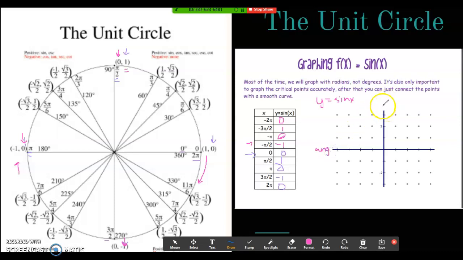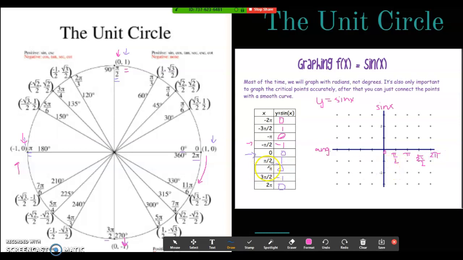And our y-axis are going to be all those sine values. So let's go ahead and just plot our points. My angles are going to be at 0, and then I've got an angle at pi over 2. I'm going to go the positive direction first so you can see what's happening. Then I have an angle at pi, then an angle at 3 pi over 2, and then an angle at 2 pi.